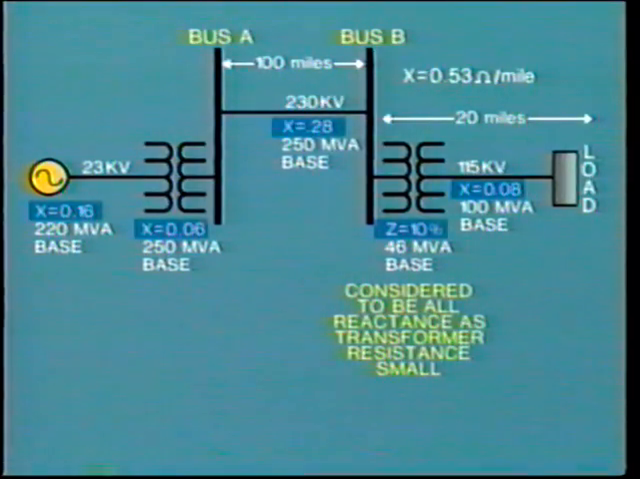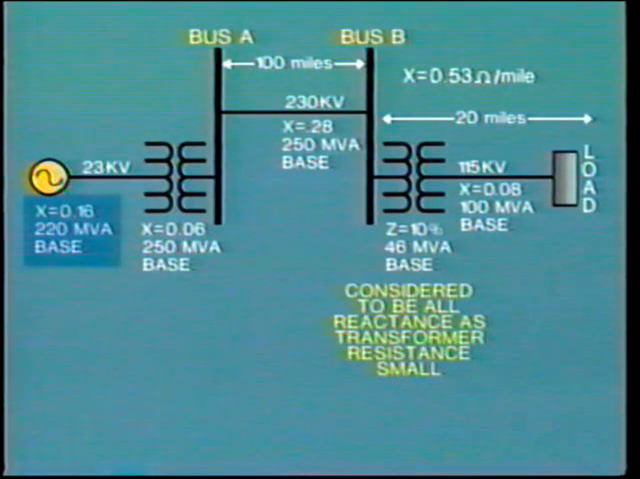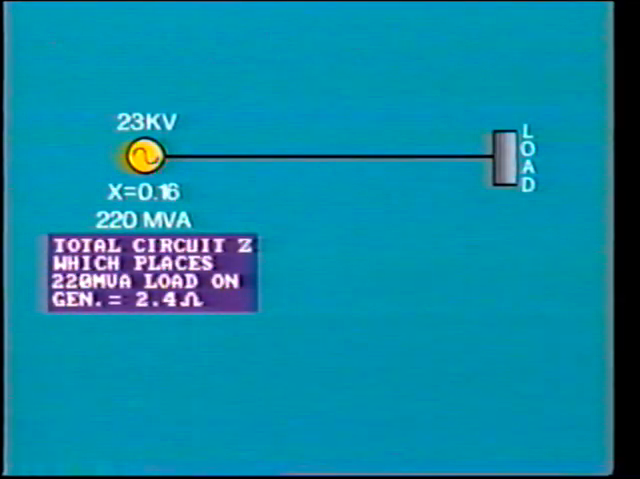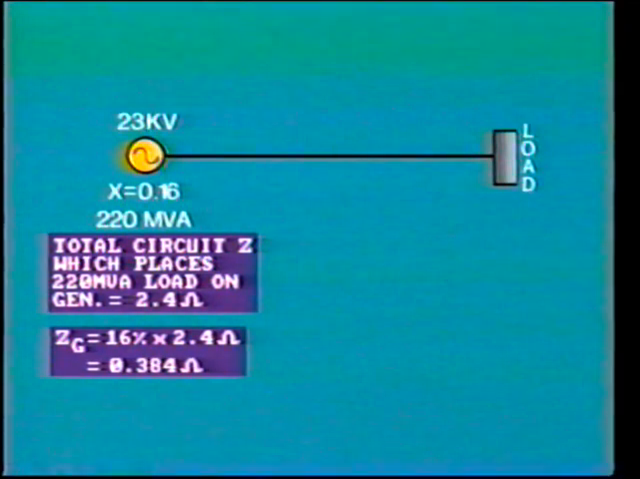In practice, as you know, the value of impedance is usually marked on schematic drawings and on equipment nameplates in terms of percentage. For example, this generator is rated at 220 MVA, and the short circuit impedance is given as 16%. It may be indicated as 0.16 per unit or 16%. This value is related to the circuit impedance at rated load. In this example, the impedance of the generator winding is equal to 16% of the value of total circuit impedance, which places a 220 MVA load on the generator.